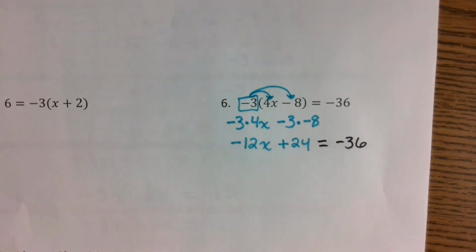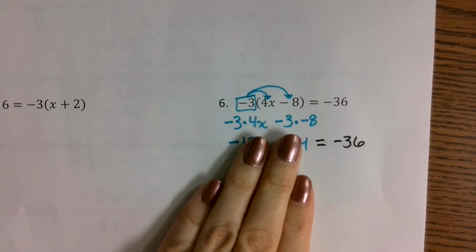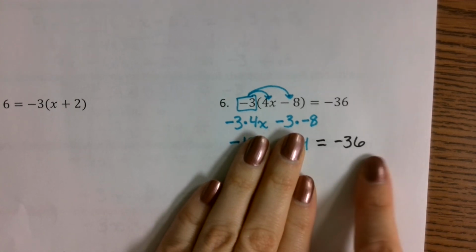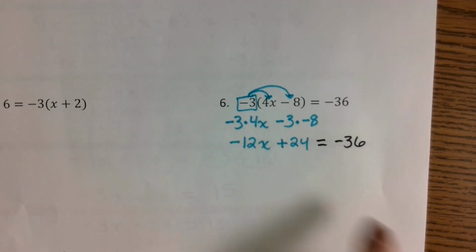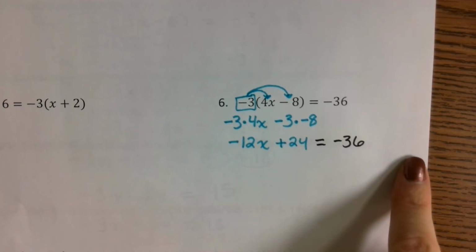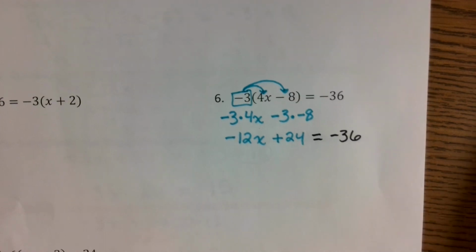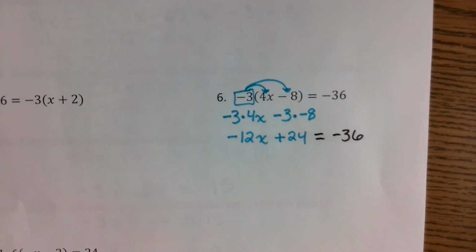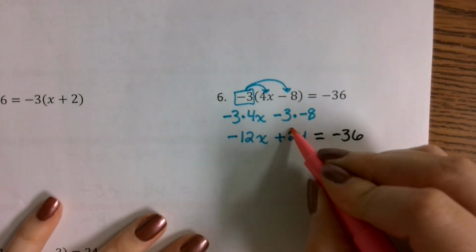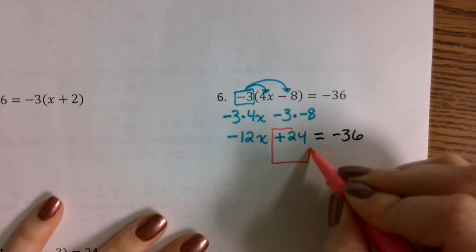Okay, step 3, cover this up and look at the right side. Can I simplify the right side at all? No. So that's as simplified as it's going to get. So now we move to step 4, which is to start solving. Identify the constant. What number up here is my constant? Positive 24. Positive 24 is my constant.